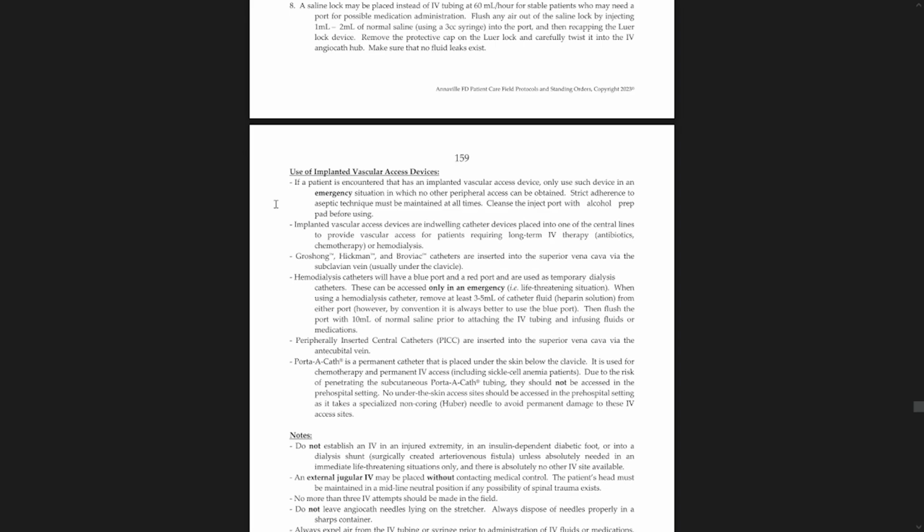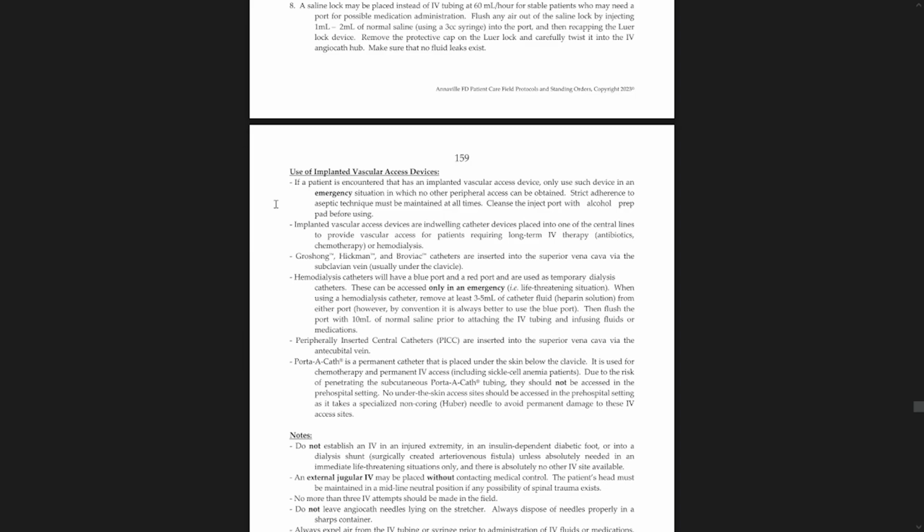Cleanse the injection port with alcohol prep pads before using. An implanted vascular access site are indwelling catheter devices placed into one of the central lines to provide vascular access for patients requiring long-term IV therapy such as antibiotics, chemotherapy, or hemodialysis.